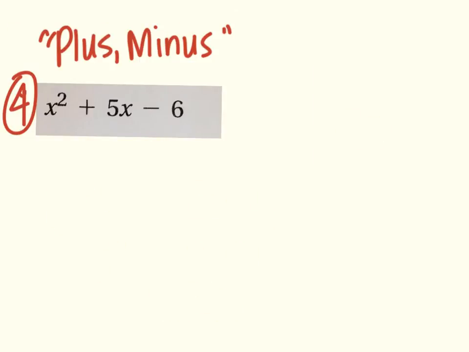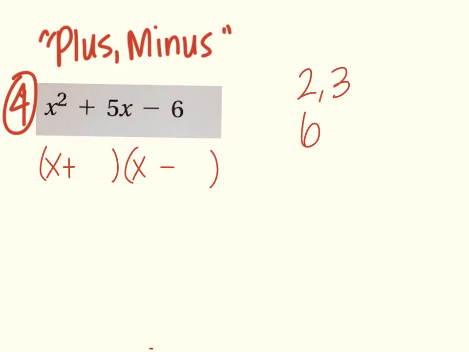Another plus minus. It's going to be x plus x minus. And this is probably going to be, how are you going to multiply to get 6? You're either going to do 2 and 3 or you're going to do 6 and 1. One of them has to be negative.